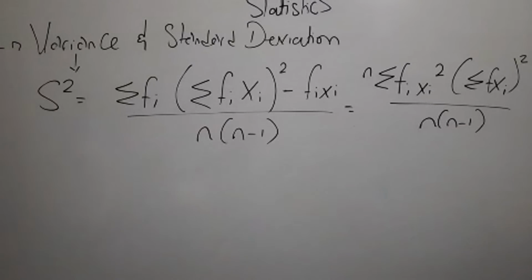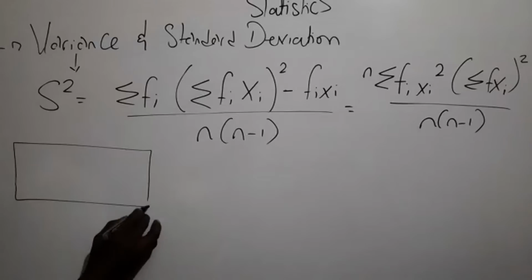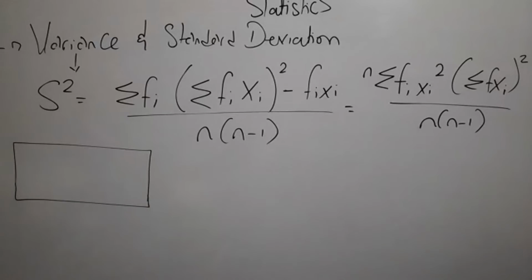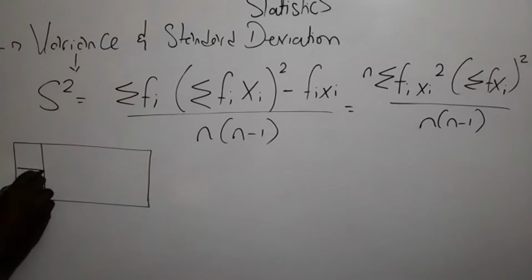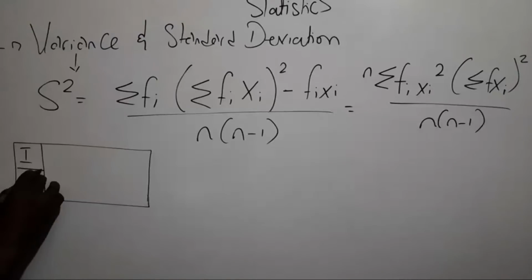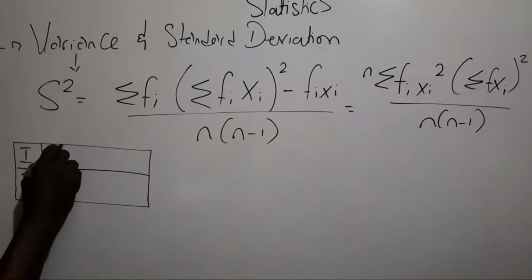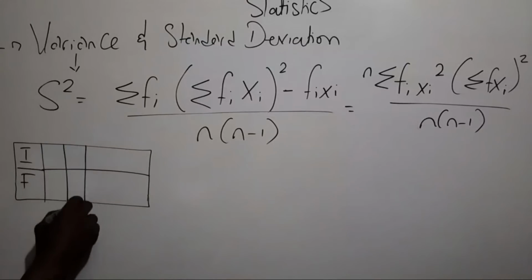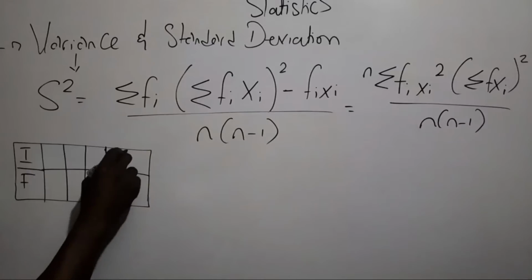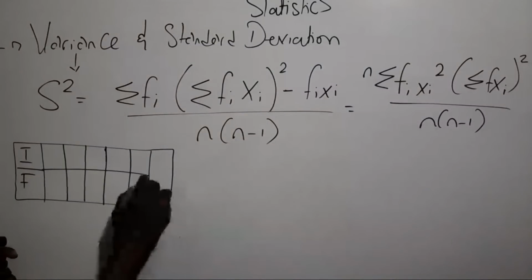So now look at the data. I have intervals and frequency, just 2 rows and about 6 columns. So I'm going to squeeze this in.